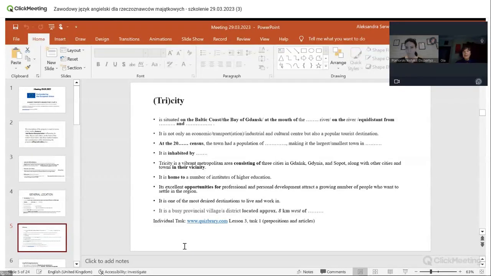And just to practice prepositions and articles, you can now go to Quiz Prairie. I remind you, it's 800-200, the access code, lesson 3, task 1, where you can practice prepositions and articles. And I think now I can move maybe to the main room. Hopefully it will work fine, okay?